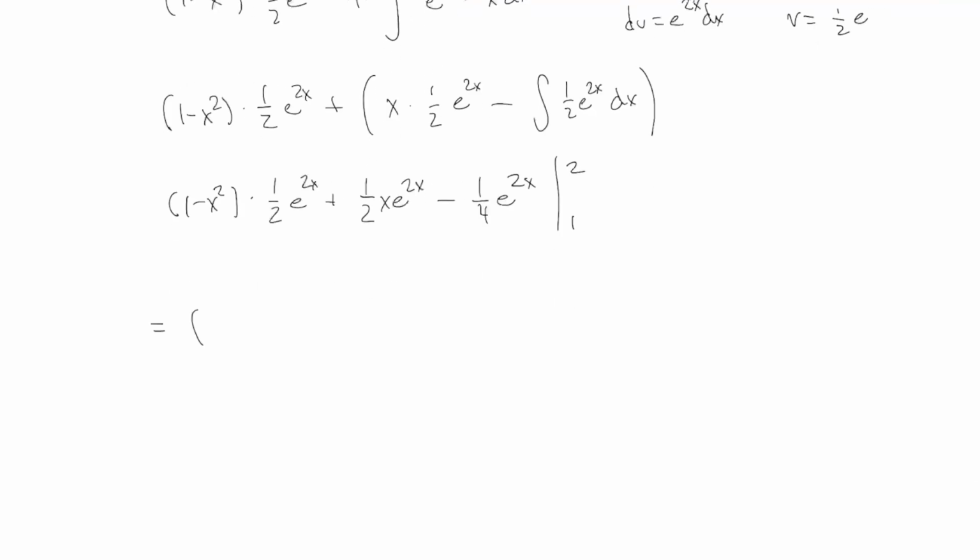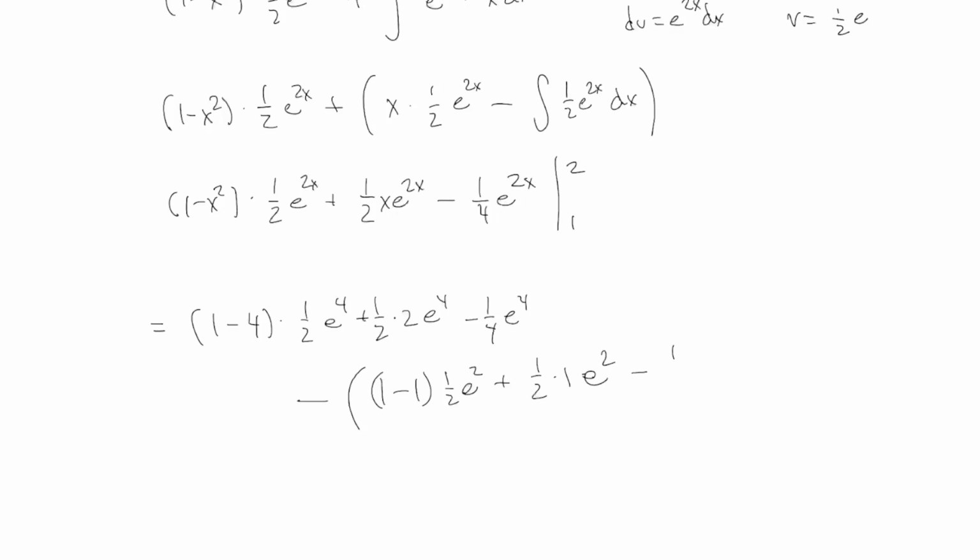So I'm not going to try to simplify this, but it's 1 minus 1/2 e to the 4 plus 1/2 times 2 e to the 4 minus 1/4 e to the 4. I multiplied all those 2 times 2's equals 4. And then minus, go through the whole thing again, plugging in 1. So it's 1 minus 1/2 e to the 2 plus 1/2 times 1 e to the 2 minus 1/4 e to the 2, like so. All right. I hope you all got something like that.